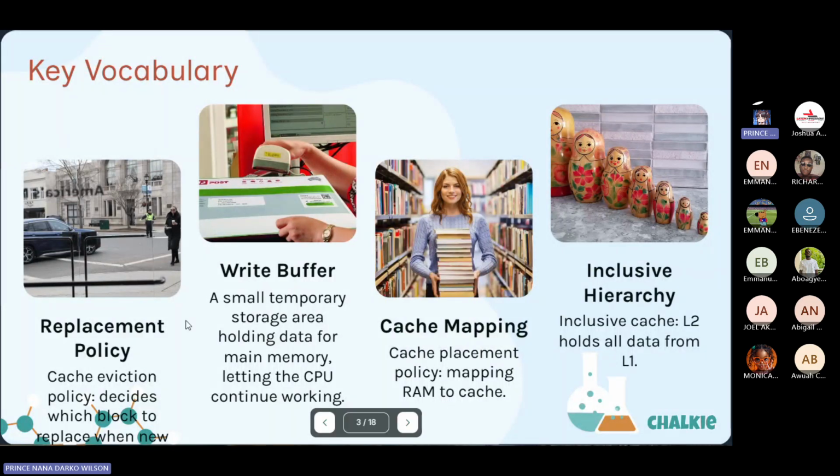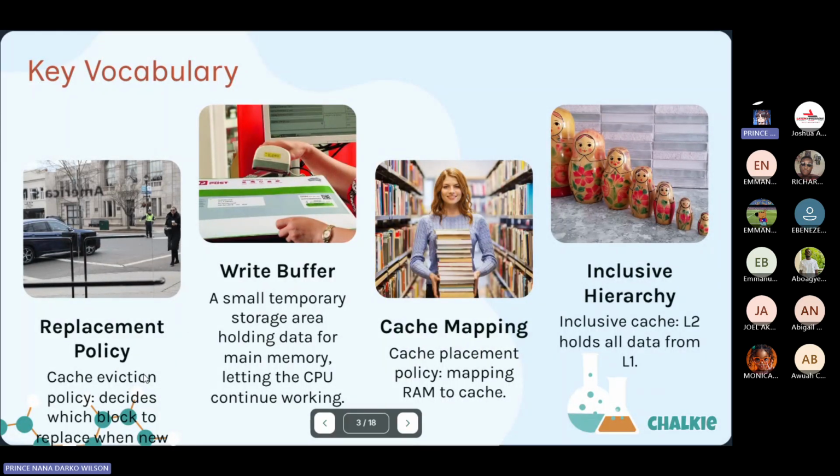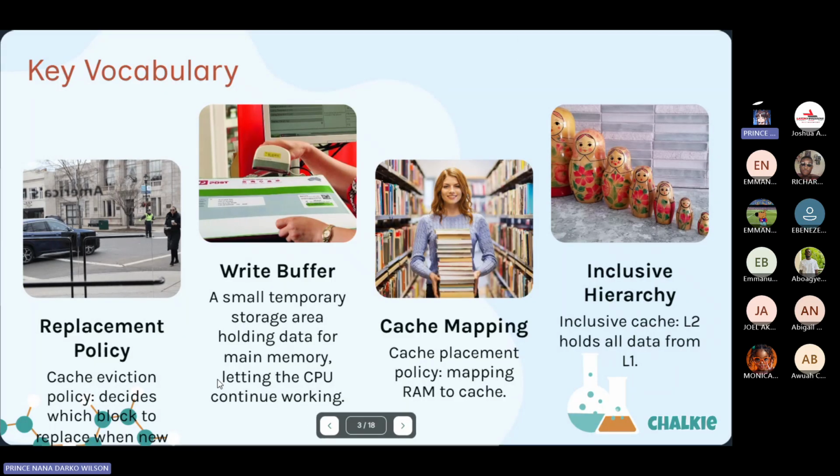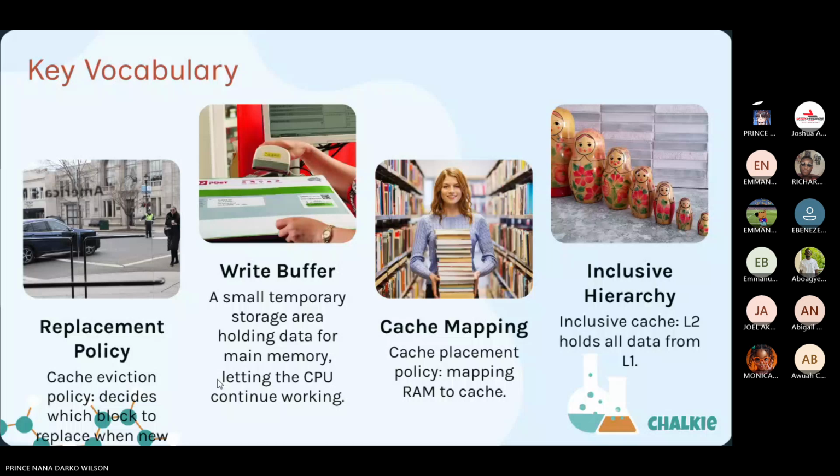So there is a cache eviction policy, and it decides which block to replace when new data is being added. Then we have the write buffer. That's a small temporary storage area holding data for the main memory, letting the CPU continue working.